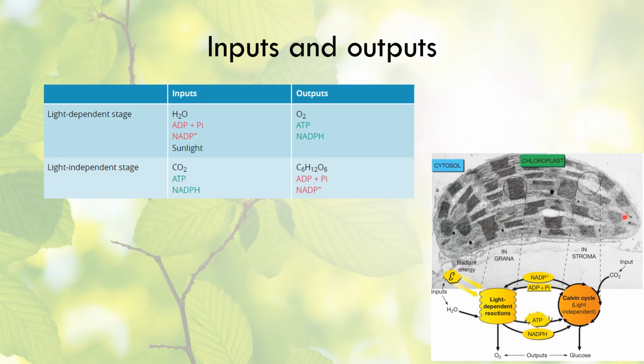Often they will give you an image like this in the exam and ask you to label it. So you need to recognize that this dark spot here is our grana, full of all our little thylakoids. So this is a stack of lots of little thylakoids and it's known as the grana. Over here we have our space in between. So this is your stroma and this is the space that all of that is occurring in.